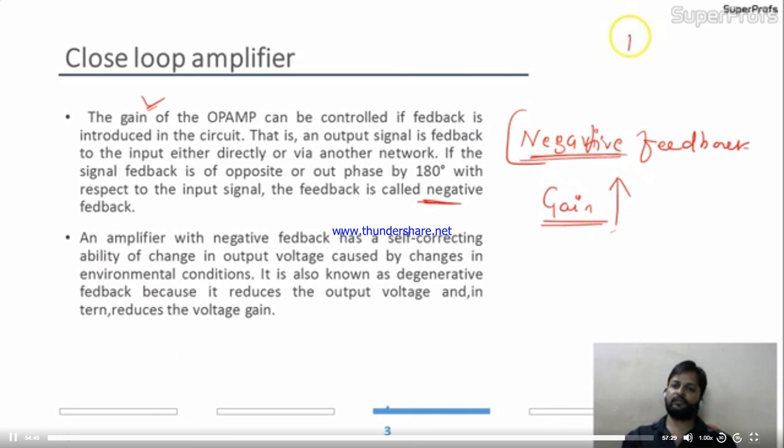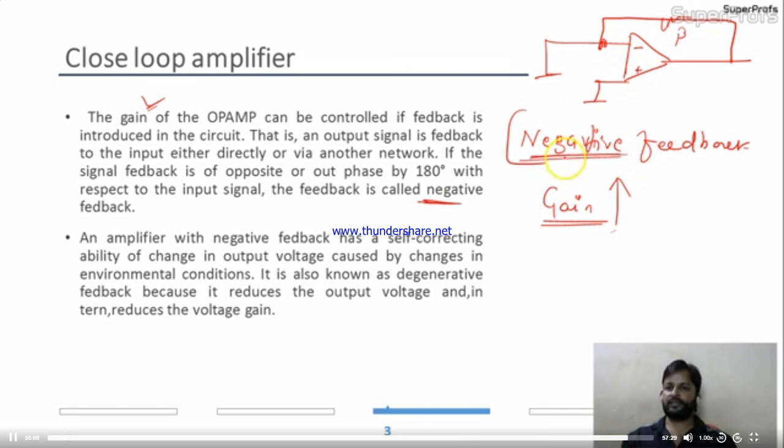And negative feedback will be like this. If this is the positive terminal, this is the negative terminal, the feedback will come from the output to the negative terminal. This is the negative feedback. Let's take the parameter beta. Is it okay? So an amplifier with negative feedback has a self-correcting ability. It will correct by itself if voltage V0 changes by some means. So at the input stage, automatically the signal will go over here and the Opamp will adjust the input over here and it will correct itself.